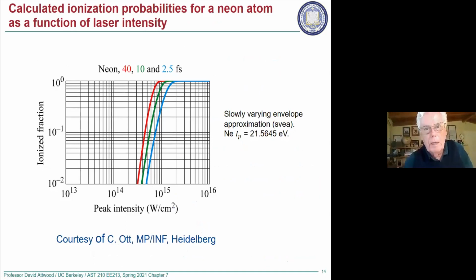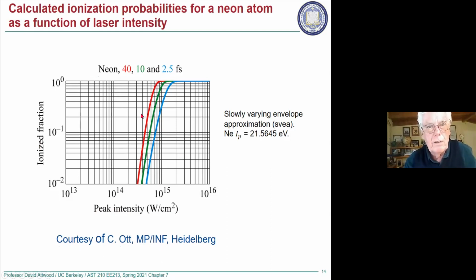So here are some ionization curves. What's the fraction of ionization for neon as a function of intensity? And it has a dependence on the pulse duration. So this is neon at 40, 10, and 2.5 femtosecond pulses. These curves were calculated by Christian Ott. I think he was at Argonne at the time, but now he's at Heidelberg.